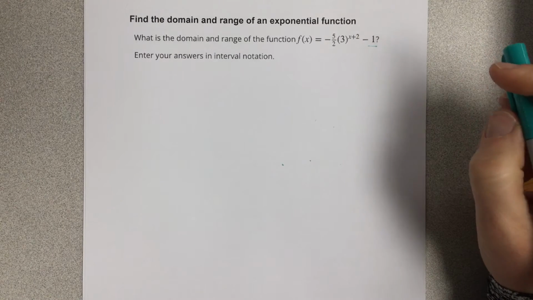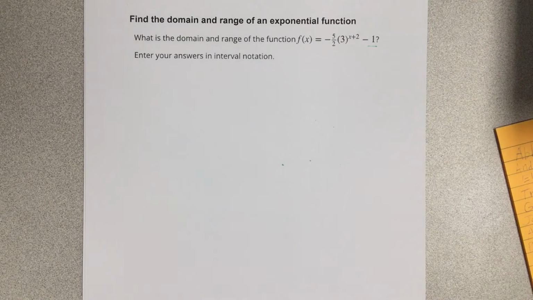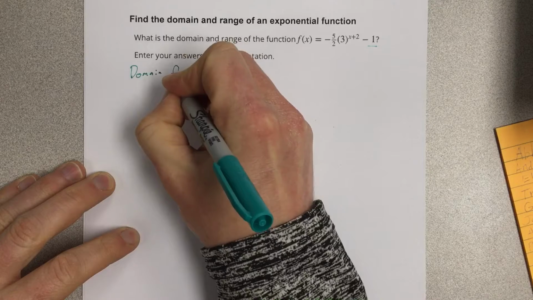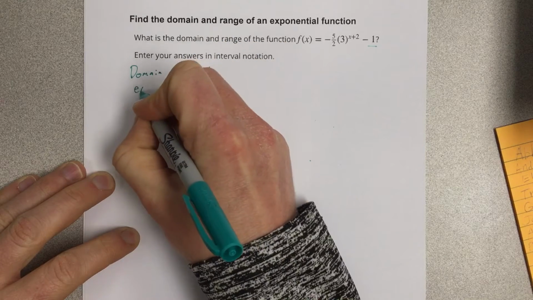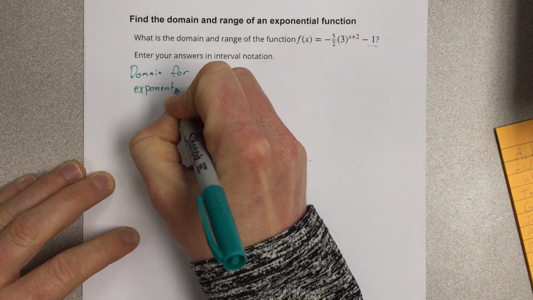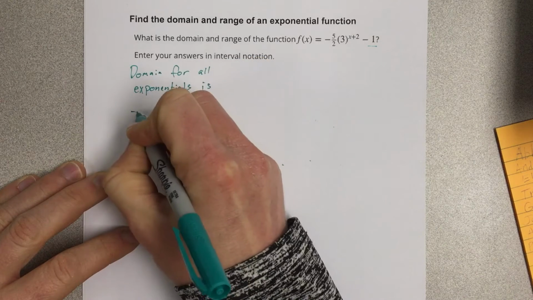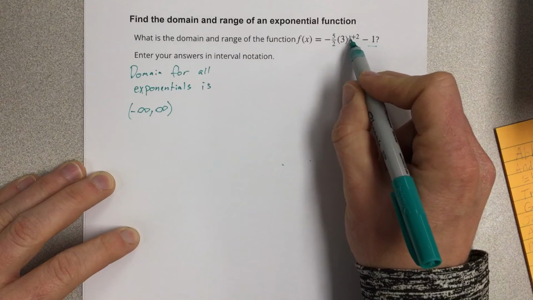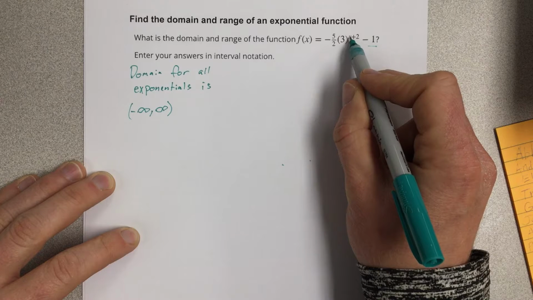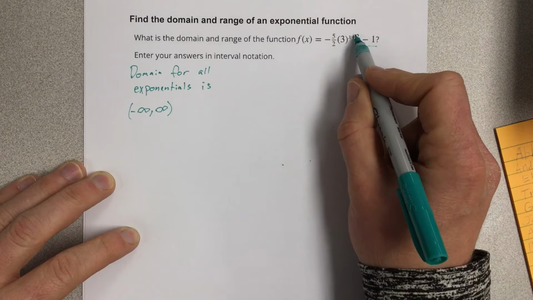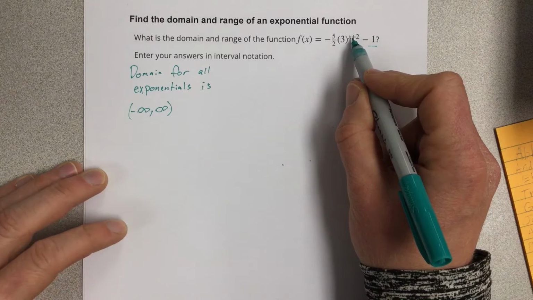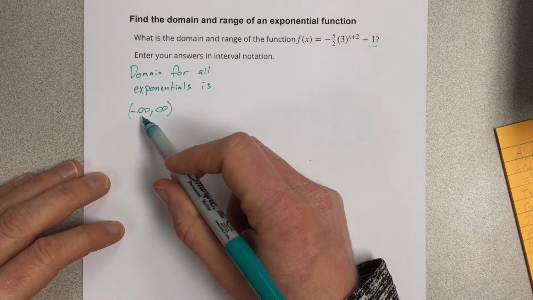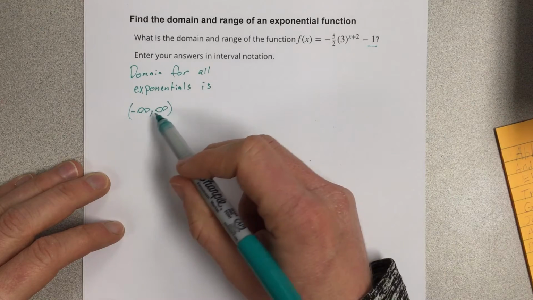In this video, we want to find the domain and range of an exponential function. In the previous problem, we talked about how the domain for all exponentials is negative infinity to infinity, because there's nothing I can't plug in for x here. There's no issue with having a negative exponent. There's no issue with having a positive exponent. There's no issue with having a fractional exponent. So I can plug in anything, from negative infinity to infinity.